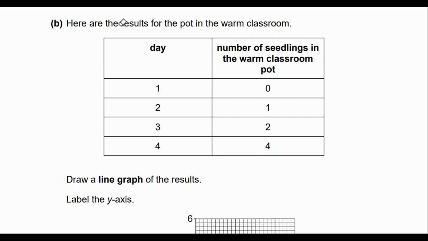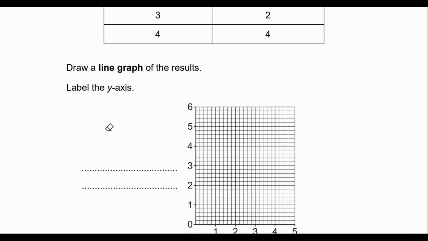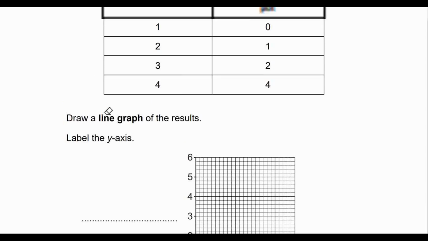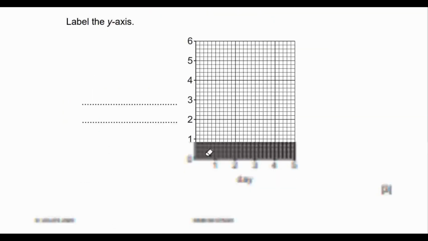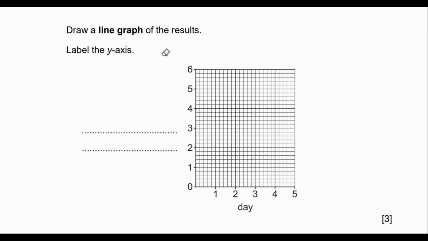Here are the results for the pot in the warm classroom. Day 1, 2, 3, 4. Number of seedlings in the warm classroom pot: 0, 1, 2, 4. Draw a line graph of the results. Label the y-axis, and the x-axis is day, and make the line graph.